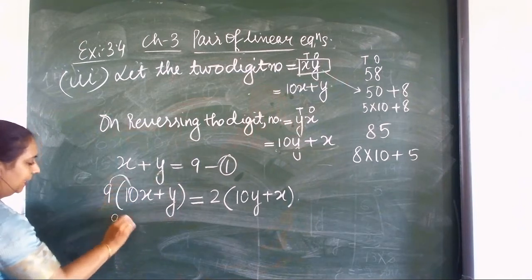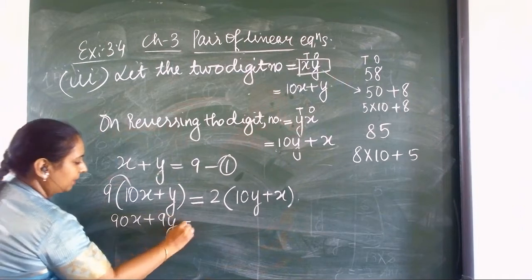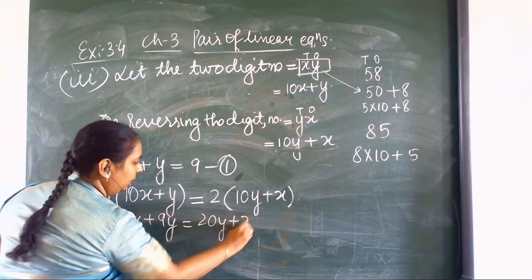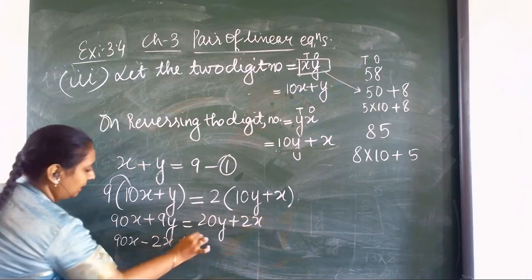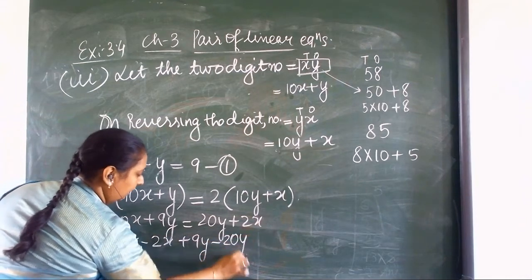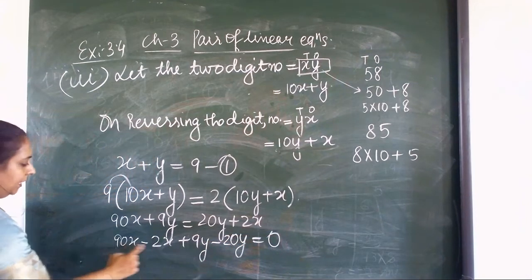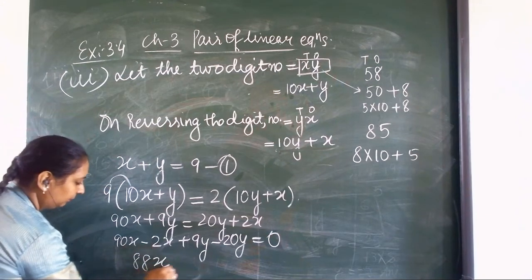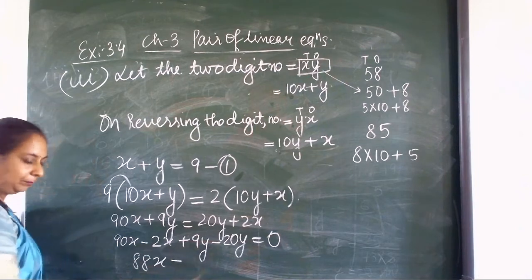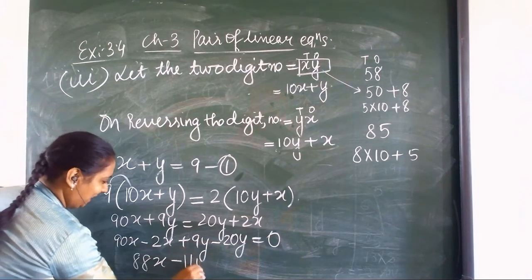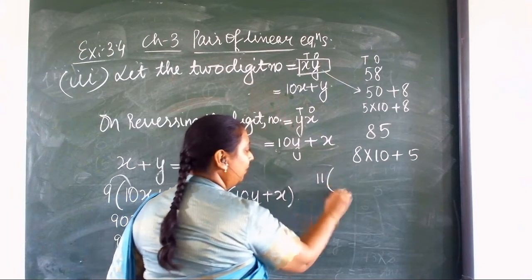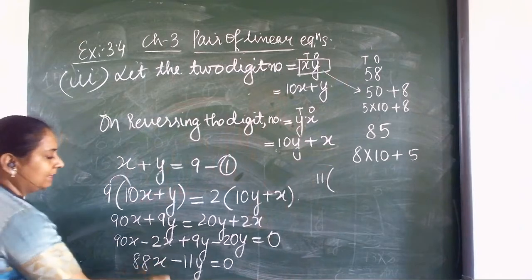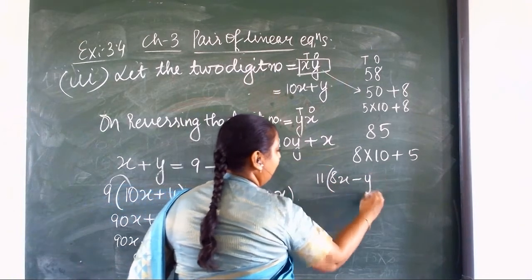So 9 tens are 90, x plus 9y is equal to 20y plus 2x, or 90x minus 2x plus 9y minus 20y is equal to 0. 90 minus 2 is 88x, 9 minus 20 is minus 11y, equal to 0, or we can simplify this by taking 11 as common, then it becomes 8x minus y is equal to 0.